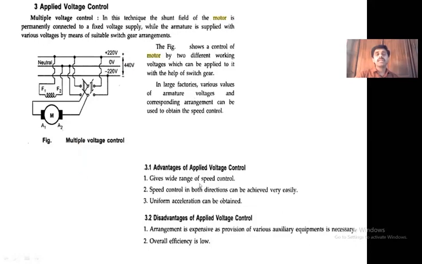So what are the advantages of the applied voltage control? It gives a wide range of speed control. Speed control in both directions can be achieved very easily. Uniform acceleration can be obtained. What are the disadvantages? The arrangement is expensive, as provision for various auxiliary equipment is required. Separate equipment is required. Overall efficiency is low.